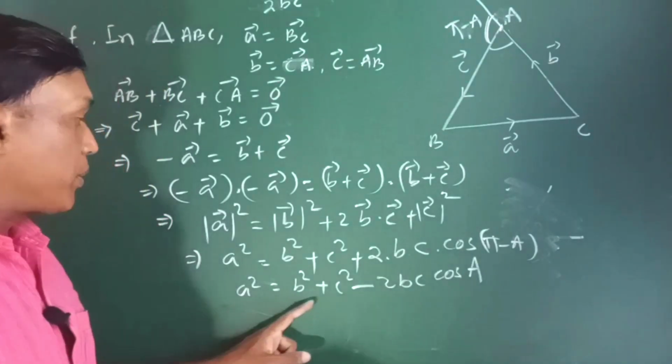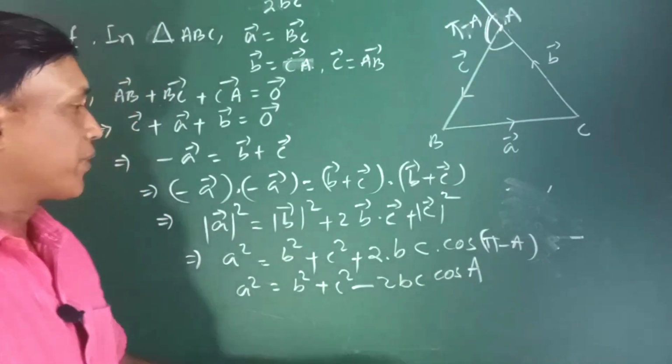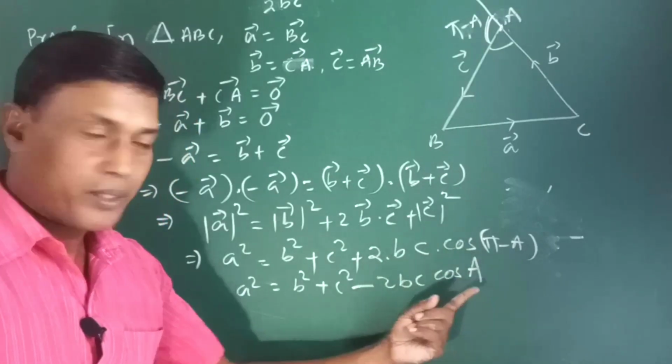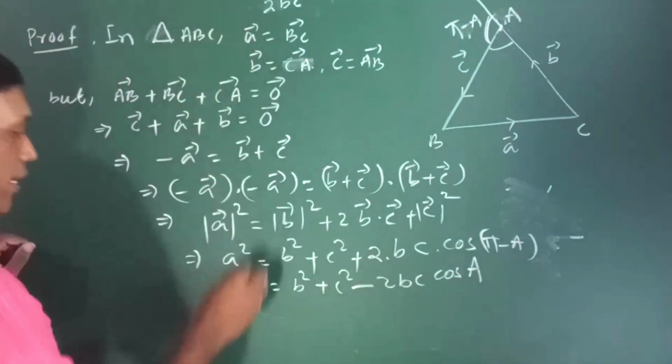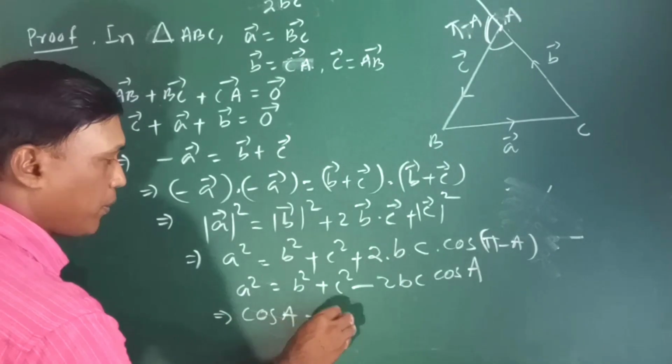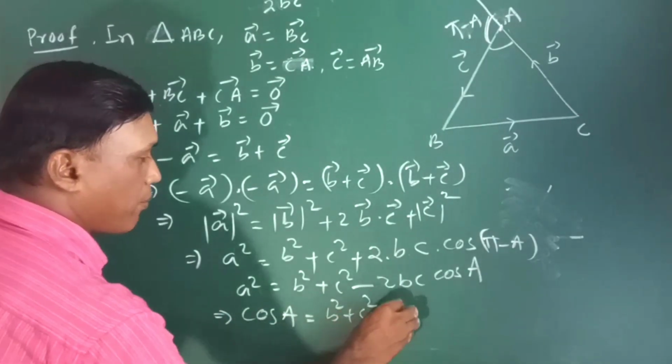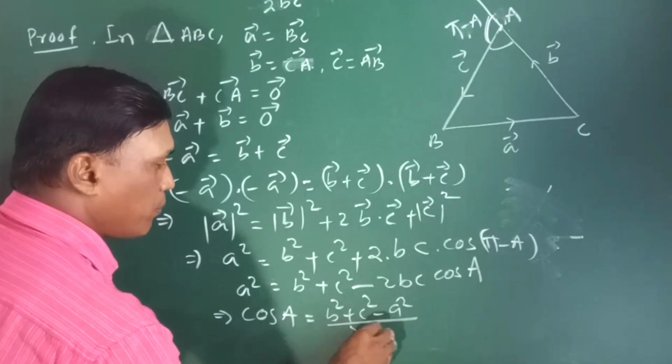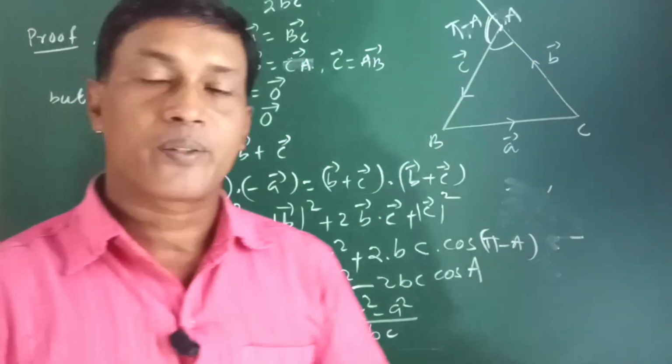If a square is equal to b square plus c square minus 2bc cos A, now you can find the value of cos A. Solving this, you can find cos A is equal to b square plus c square minus a square by 2bc, and this is known as the cosine formula.